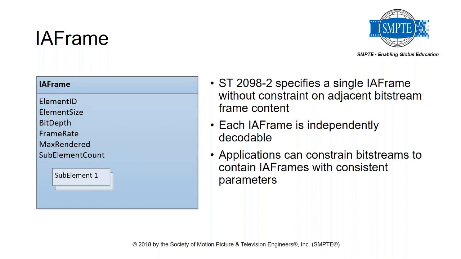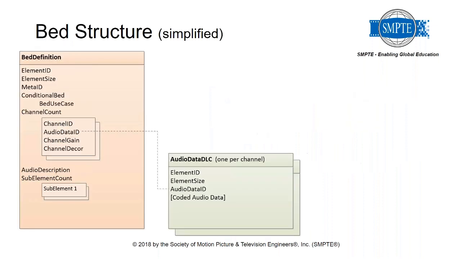And applications can and do constrain bitstreams to contain IAFrames with consistent parameters over the length of the bitstream. For instance, you would want bit depth and frame rate to remain the same over a bitstream, otherwise it makes decoding difficult.